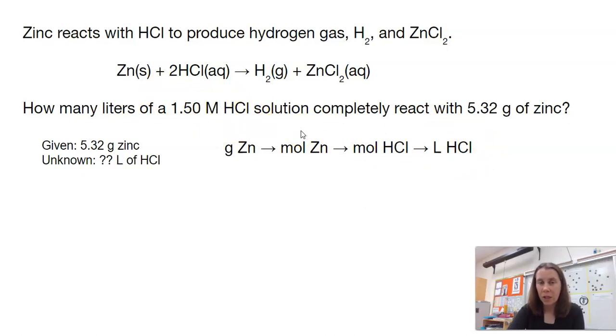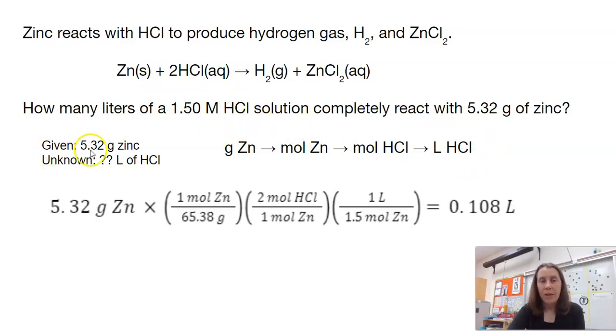Right, so what this is going to look like when we set it up, the 5.32 grams will go in the front. All right, this is our molar mass of zinc. That's one conversion factor. 1 mole of zinc is 65.38 grams. Then we have our mole-mole ratio, which we got from our balanced equation. So 1 mole of zinc reacts with 2 moles of HCl. So that's where those came from.